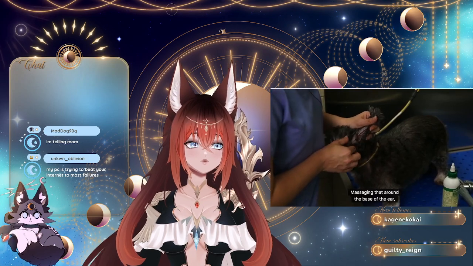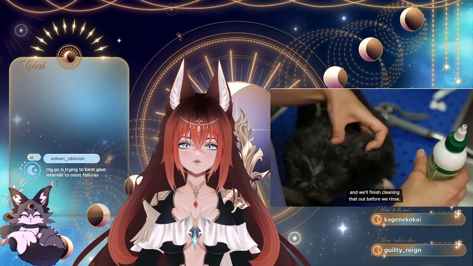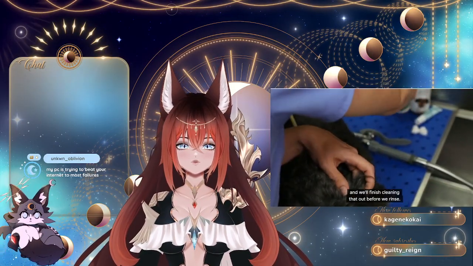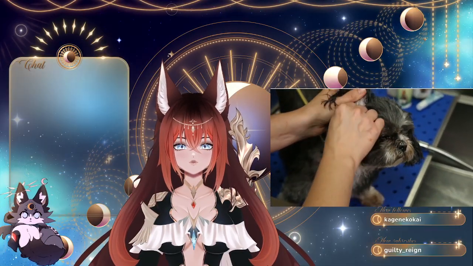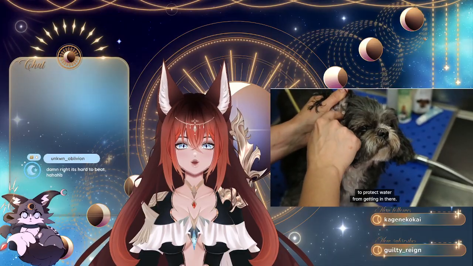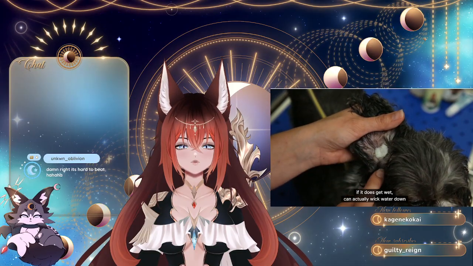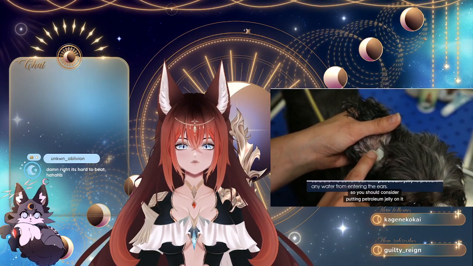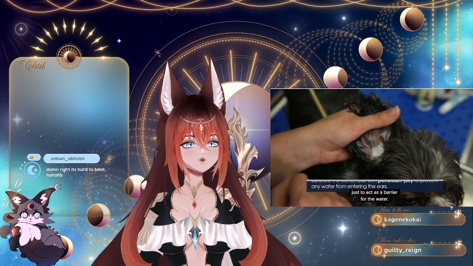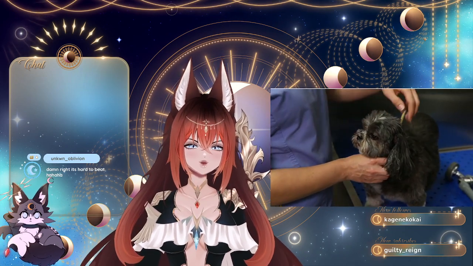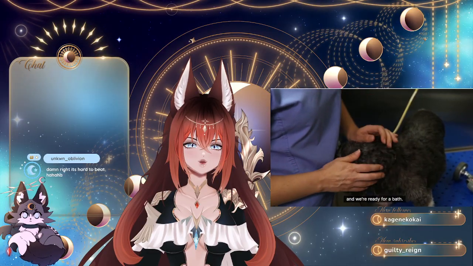Maybe 4. Massaging that around the base of the ear. And we'll finish cleaning that out before we rinse. So next we're just going to take some cotton balls and put those into the ear canal to protect water from getting in there. Now it's important to note that the cotton ball, if it does get wet, can actually wick water down into the ear canal. So you should consider putting petroleum jelly on it just to act as a barrier for the water. So now I'm just going to put the cotton ball in the left ear to block that canal. And we're ready for our bath.